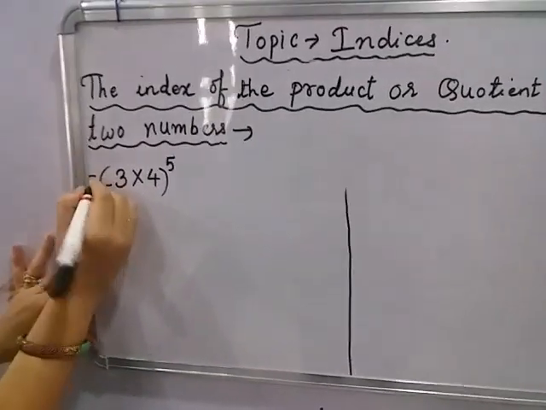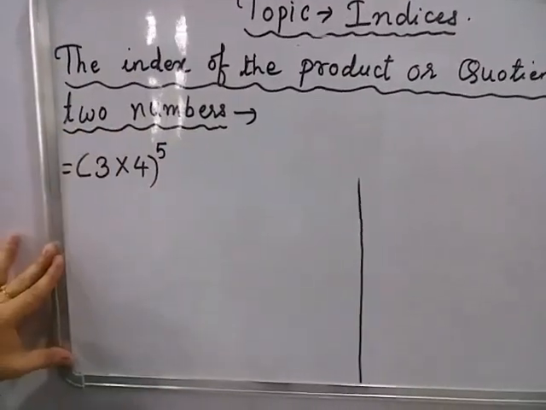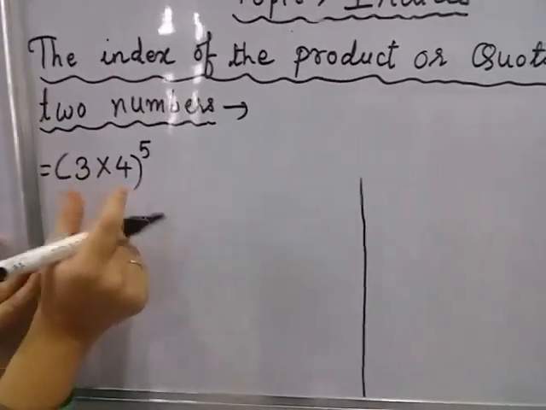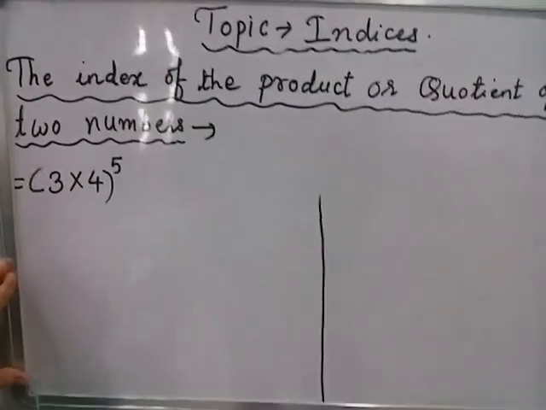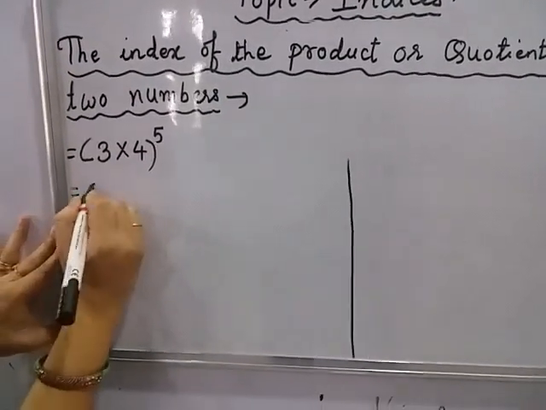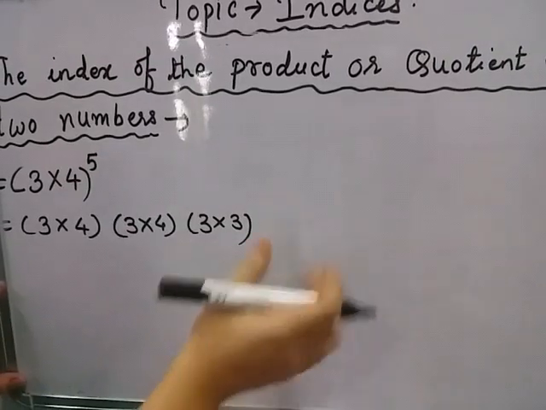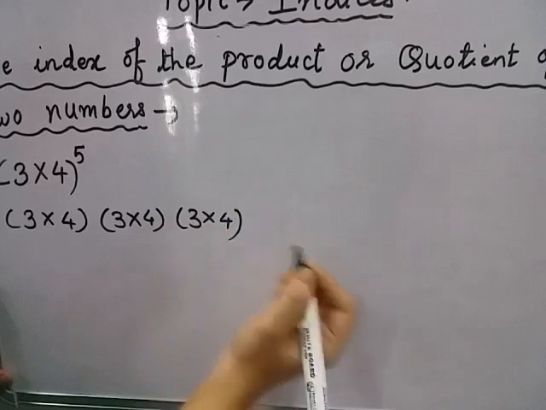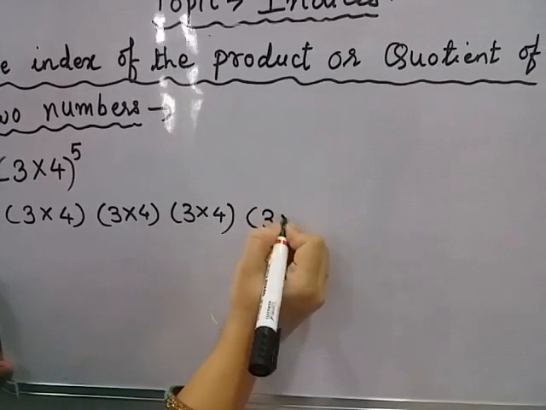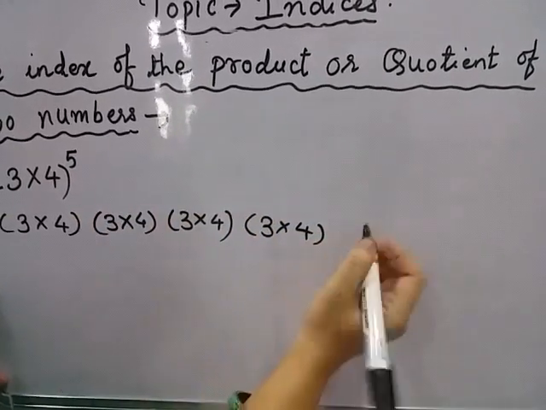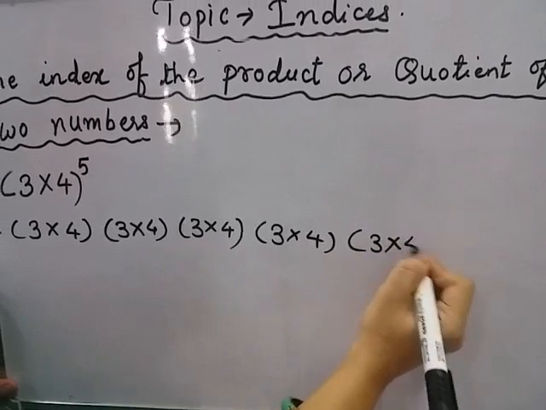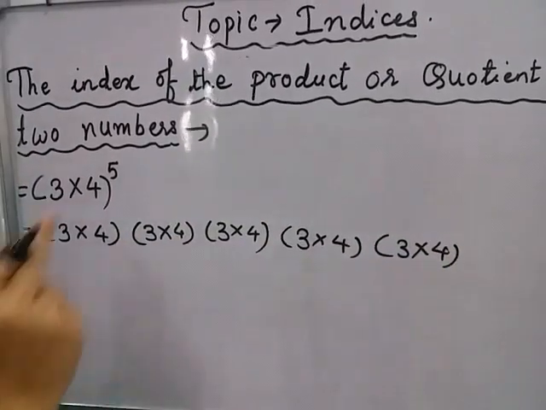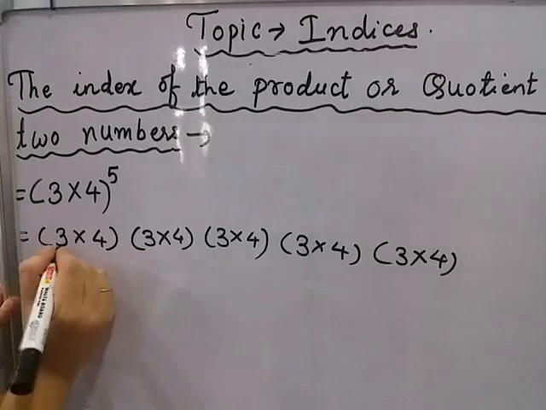So here, what is the base? 3 into 4, whereas the index is 5. So it shows that 3 into 4 we will write down how many times? 5 times. So let's write that. So we wrote 3 into 4 for how many times? 5 times. Now what will we do?